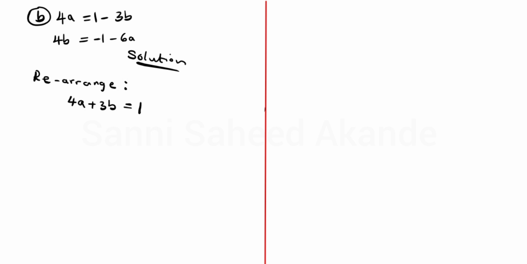then equal to 1. So you can tag this as equation 1. Then rearranging the second equation, equation 2, you have 6a plus 4b equal to minus 1. So we tag this also as equation 2. Don't forget, we want to make use of the elimination method to solve these two equations simultaneously. Okay.